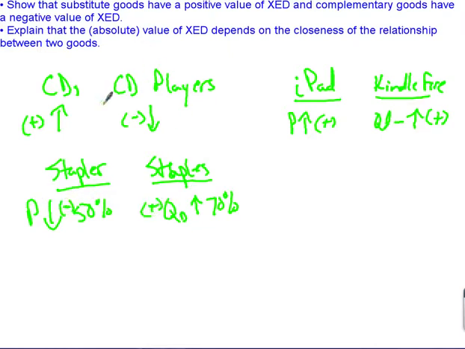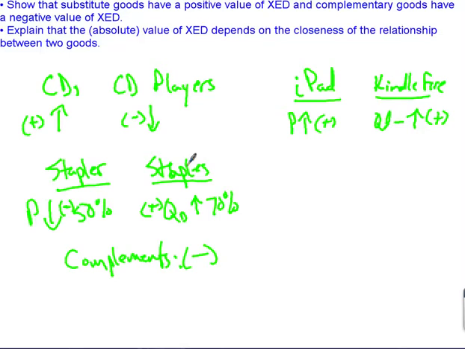And so what you can see with complements is that the value will always be negative. So if you're doing cross-price elasticity, or you're reading something that says it has a negative cross-price elasticity, then you can automatically assume that those two goods are complementary goods.